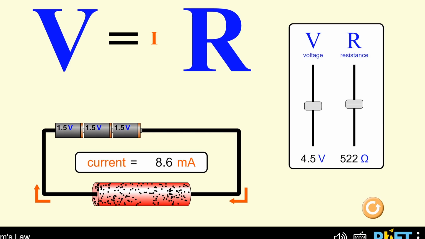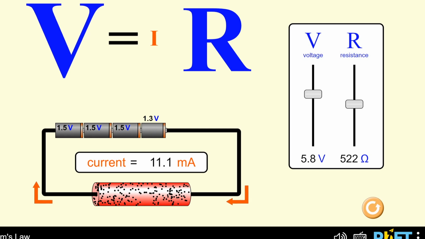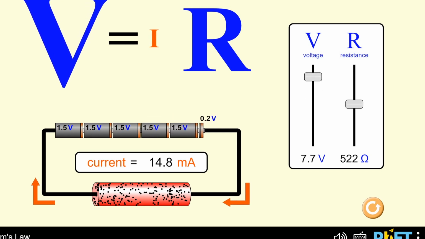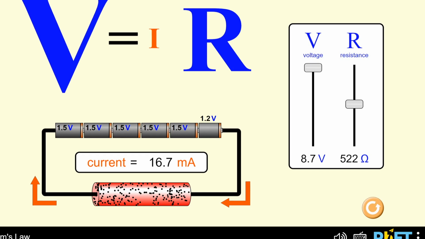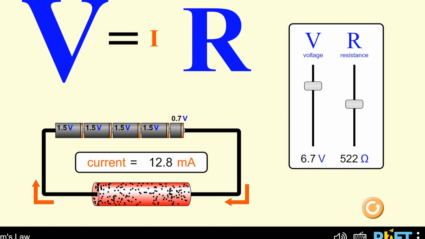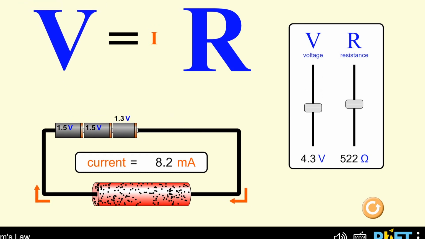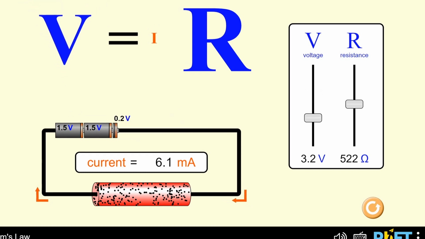We can simply show that again through this straightforward simulation. If the voltage increases, look what happens to the current underneath. 16.3, 16.5 milliamps, 16.7, voltage 8.8. If we take it right down, current's getting smaller, smaller, smaller, smaller.